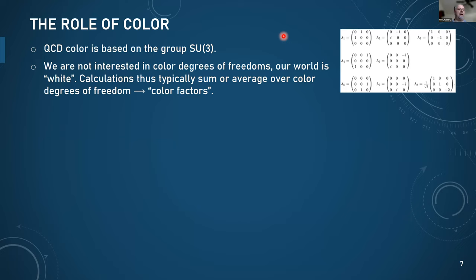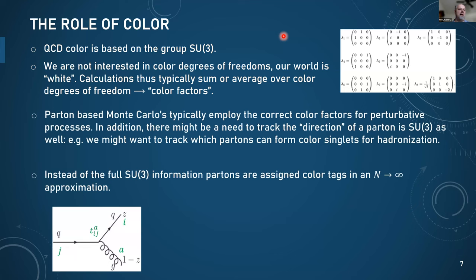So we always can sum or average, whatever the appropriate thing is, in the initial and final state over colors, which leads then to color factors in your perturbative calculations. In Monte Carlos, in say a parton shower Monte Carlo or something like Pythia or Matter, you can implement those in cross sections. So if you have a process and you sample some cross section, you can also implement those color factors. But it is sometimes useful, and in particular for some of the hadronization models, you also want to track not only these averages, the average strengths for processes that come from these color factors, but you really want to trace an orientation in that SU3 space.